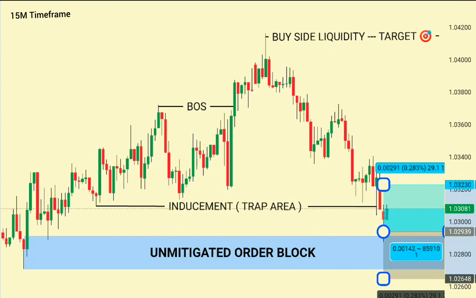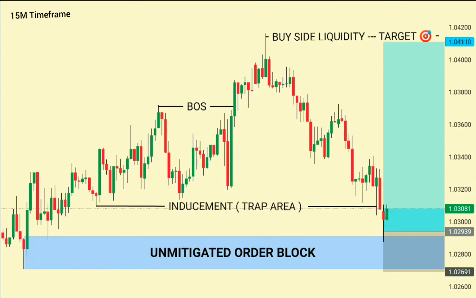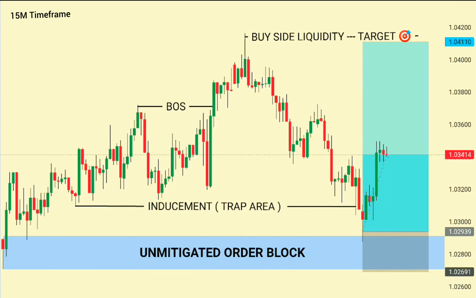So the idea is simple. Do not rush on the first touch. Let the market create inducement, take liquidity, and show intention. Once everything is aligned, that is where the real entry comes. If you follow this, you will stop taking early entries and start catching clean moves.